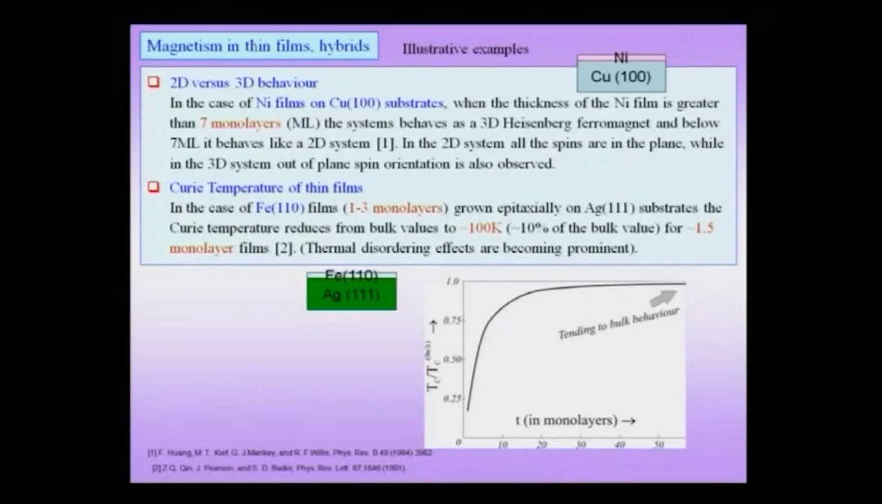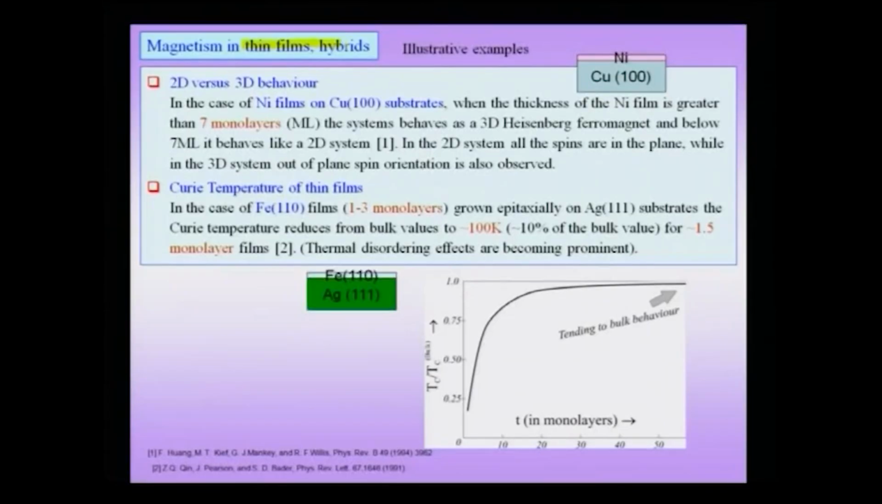Next, we take up magnetism in thin films and hybrids. We had pointed out while we talked about thin films that in thin films of magnetic materials, ferromagnetic materials, you actually observe what you might call Néel walls, which are not typically found in bulk materials, where you actually observe what you call domain walls, which are called Bloch walls. And interestingly, when we talk about magnetism in hybrids, we will come across very interesting phenomena later on.